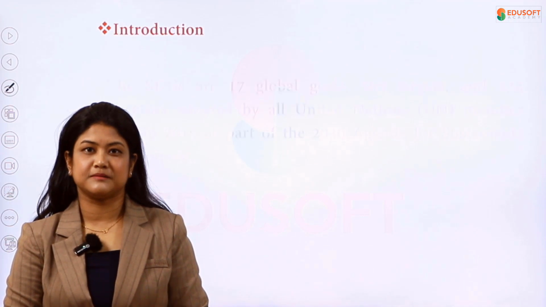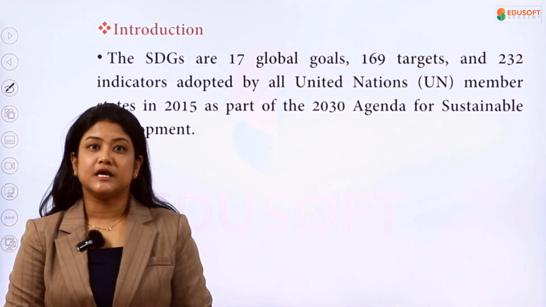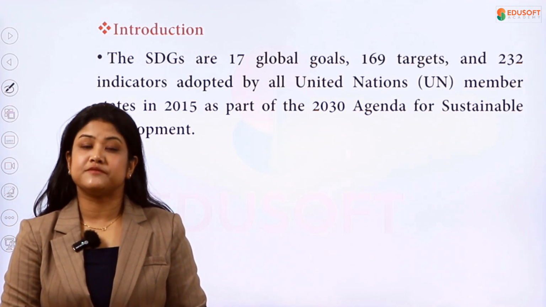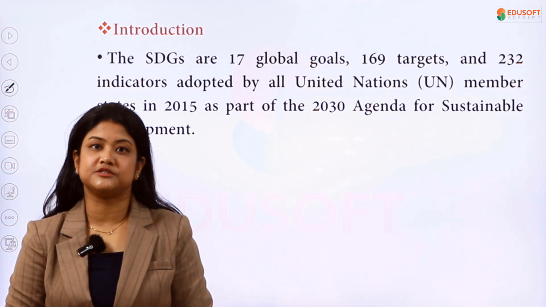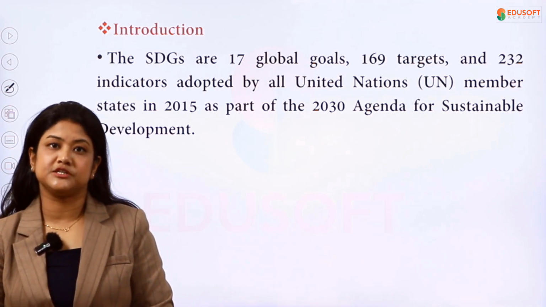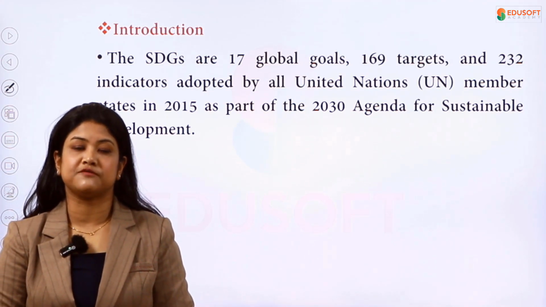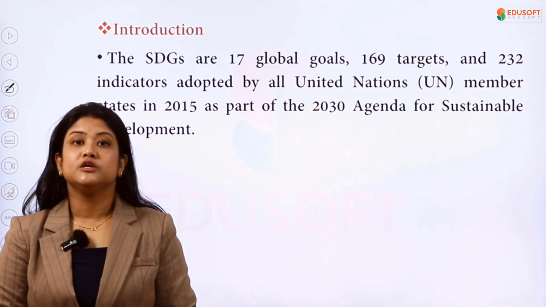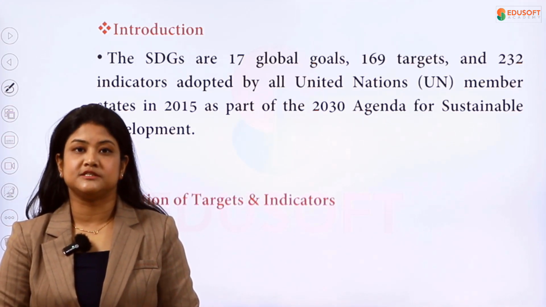So first, let's see what SDGs mean. SDGs, or Sustainable Development Goals, are a total of 17 global goals with 169 targets and 232 indicators, adopted by all United Nations member states in 2015 as part of the 2030 Agenda for Sustainable Development. So what do we mean by targets and indicators? Let's see.